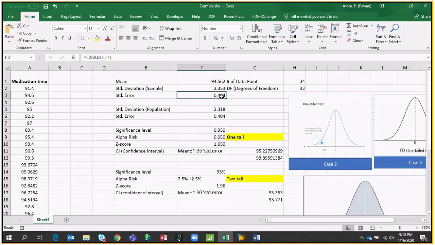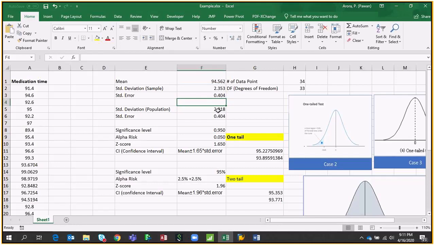Now let's go to the standard error and what is the formula for this. So it's a very simple formula. Standard error is nothing but you have your standard deviation divided by the square root of your data points. Let me show you again. So you have standard deviation divided by the square root of your data points or the number of data points. So this is your standard error for this particular data.